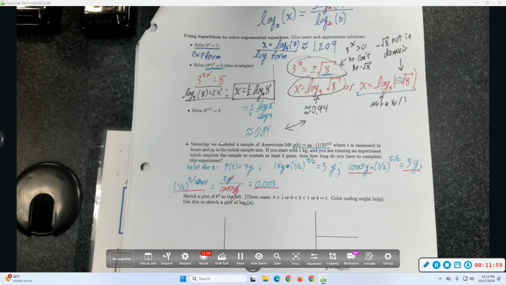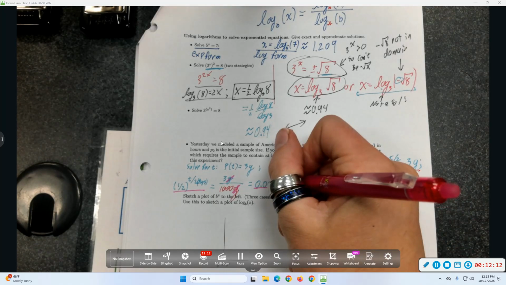Isn't that an exponential form now? That's an exponential form now. And all the unknowns are inside of the exponent? Oh, cool. So we can use that. Let's use that. When you put that into logarithmic form, what do you get?